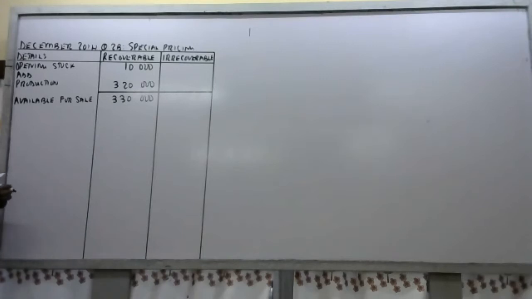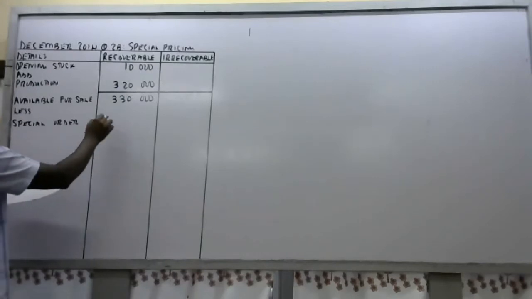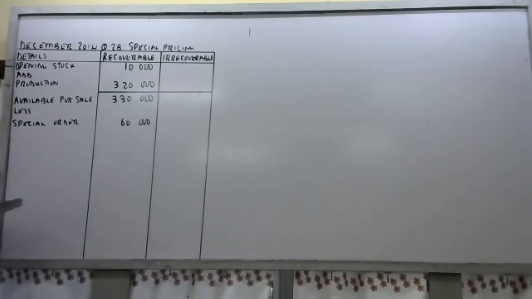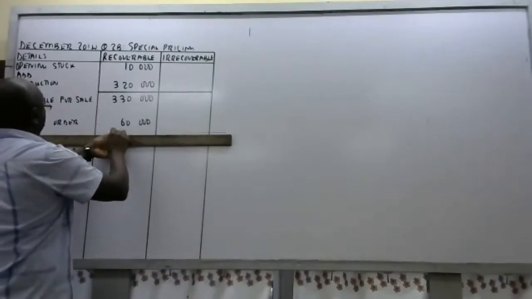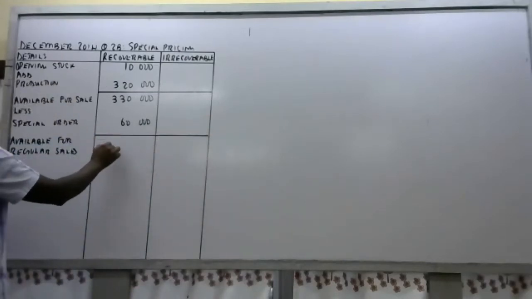Then you less special order. Special order is 60,000. So what now remains is available for regular sales, so that must be 270,000.